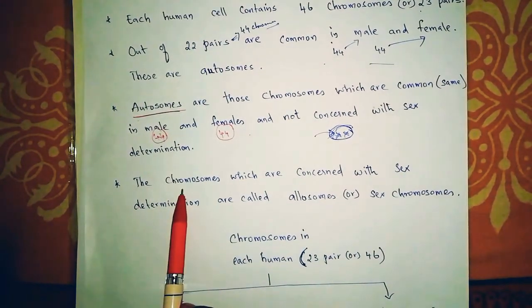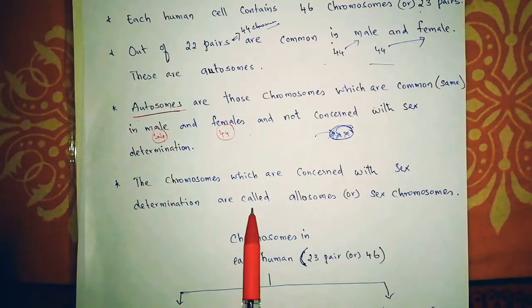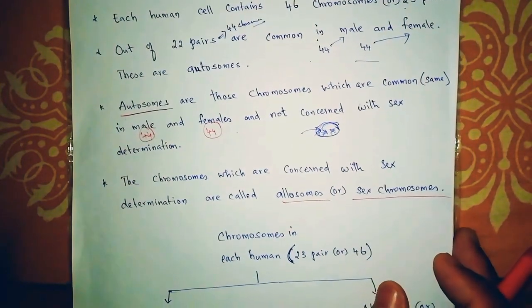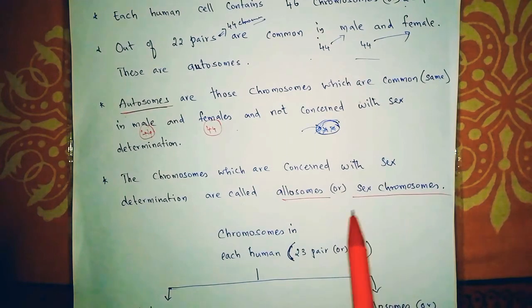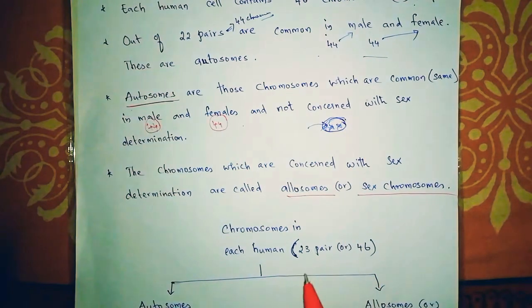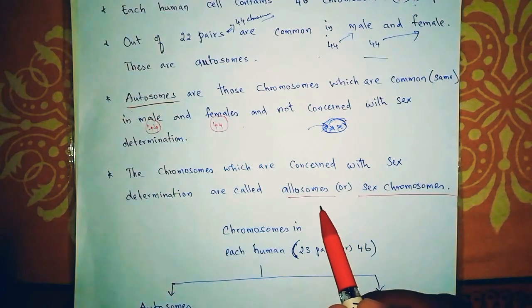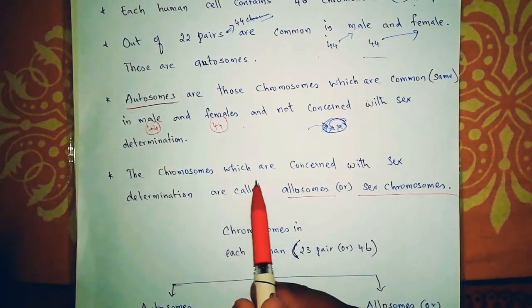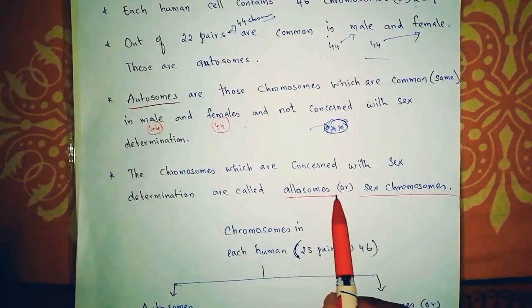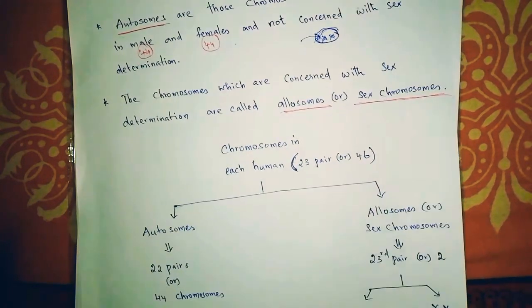The chromosomes which are concerned with sex determination are called allosomes or sex chromosomes. So only one pair, in other words two chromosomes, are involved in determining the sex of an individual. That is what is given here: the chromosomes which are concerned with sex determination are called allosomes or sex chromosomes. Let's learn the details of this.